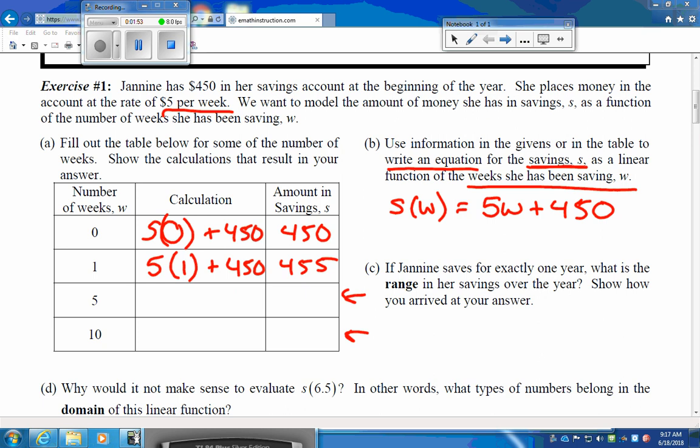Now for C, if she was saving for exactly 1 year. Another thing they tend to have us do on the regions is take those equations and use them. So 1 year would be 52 weeks, which means that to find the savings for that number of weeks, we could do 5 times 52 plus 450. And then we could put that expression, what I underlined, in the calculator.